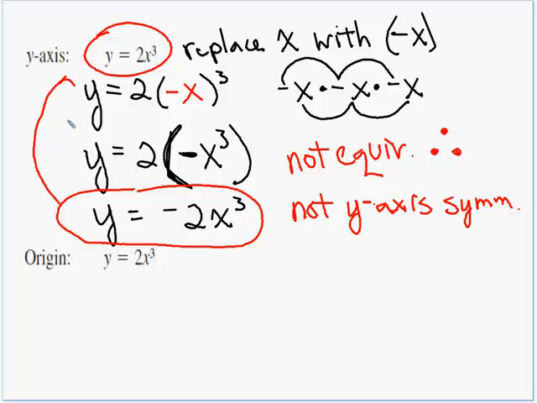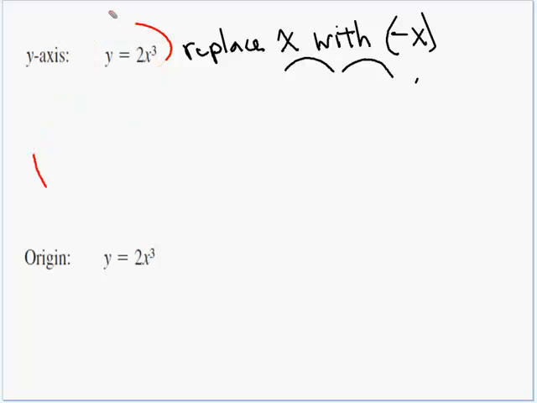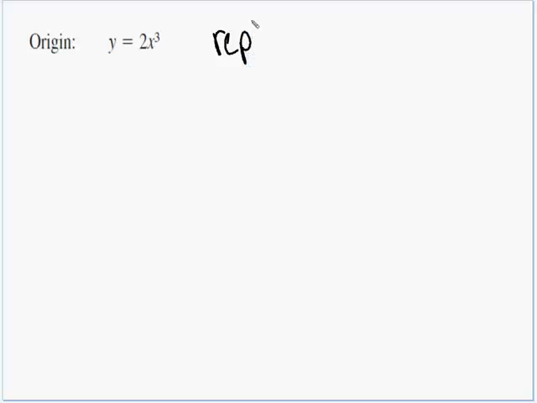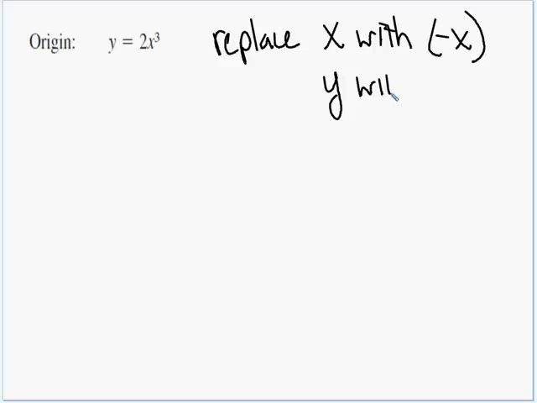Okay, the x-axis symmetry didn't work out. The y-axis symmetry didn't work out. Maybe we'll have a little more luck with the origin. Let's try. Now, remember with the origin, it's like both tests combined. We are going to replace x with a negative x, and we're also going to replace all the y's with a negative y. And let's see what happens.